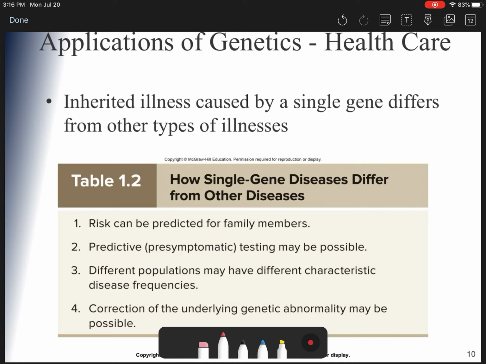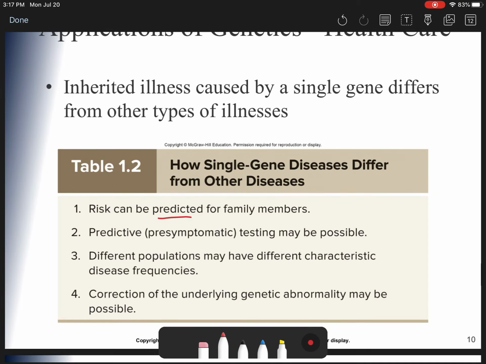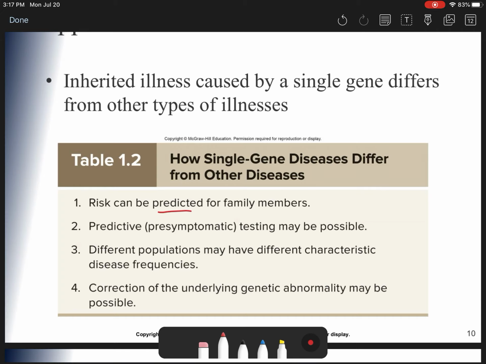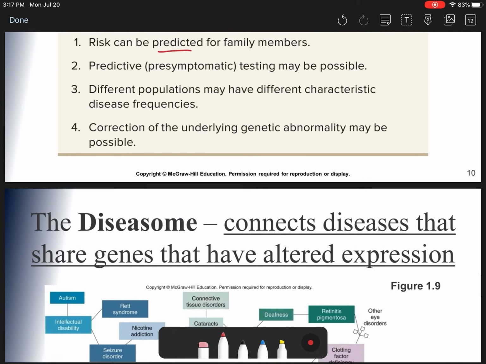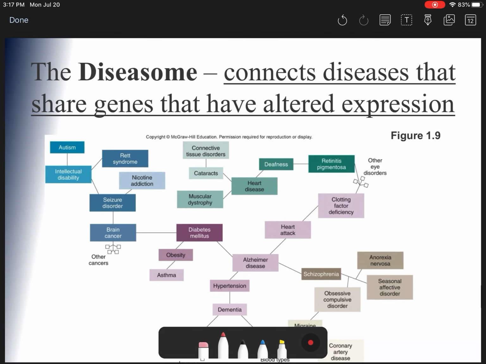When we look at inherited illnesses caused by a single gene, that's going to be different from other types of communicable diseases that you might pick up. You can actually predict how they're going to be passed on. And you might be able to do some genetic testing ahead of time to see if the individual has that particular allele that would cause them to have that particular genetic disorder. And so it's a little bit different than just communicable diseases.